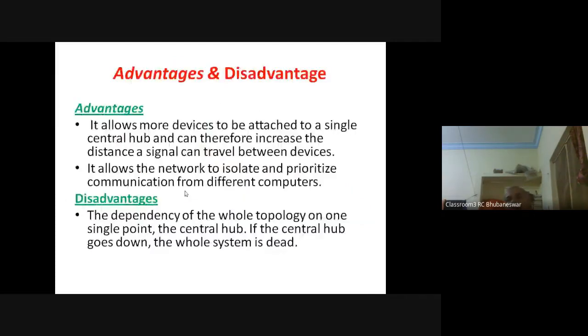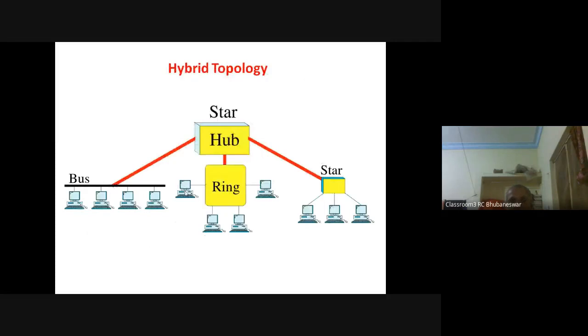Another derived topology is hybrid topology. Hybrid topology means combination of more topologies, more types of star, bus, ring, इस तरह. अगर इस तरह होगा तो that becomes hybrid topology. ठीक है.